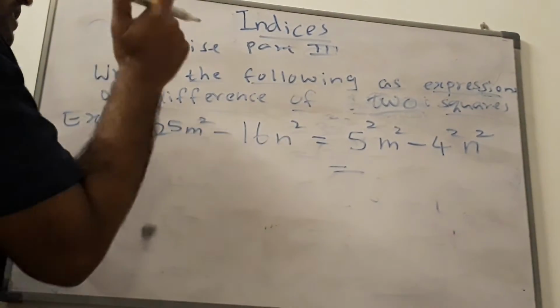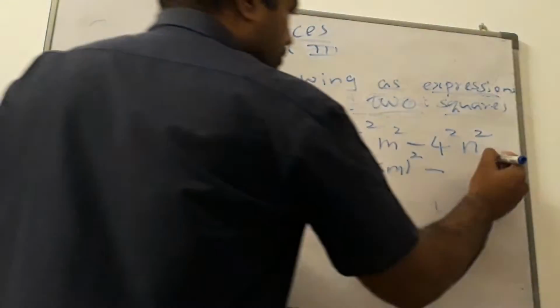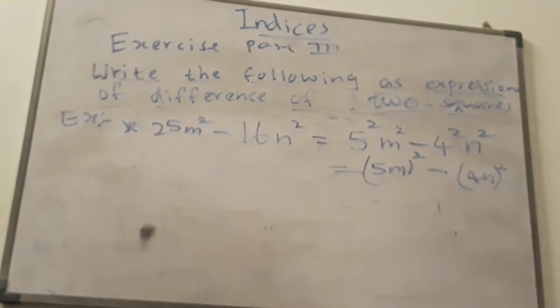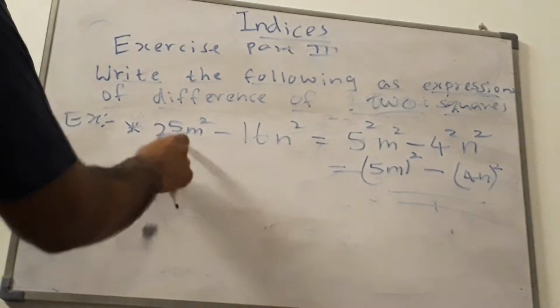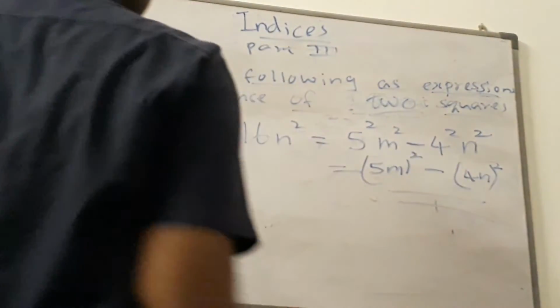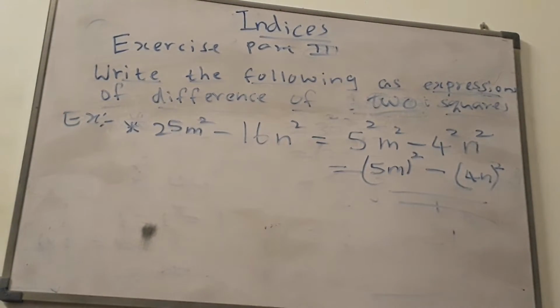25m squared means 5 squared m squared, where the square is common to both 5 and m. 16n squared means 4 squared n squared, and this square term is common to both 4 and n. So this is the answer. 25m squared can be written like 5m altogether squared, 16n squared can be written like 4n altogether squared. Minus term is in between. Difference of two squares.